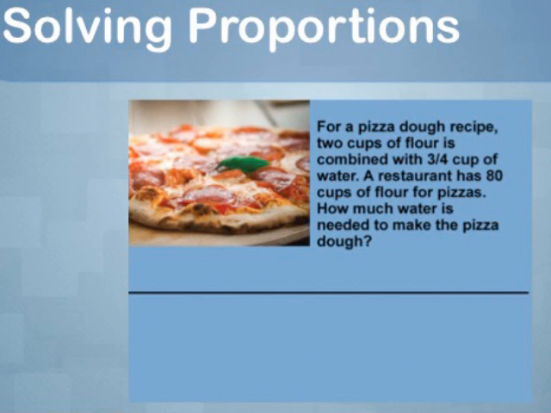For a pizza dough recipe, 2 cups of flour is combined with 3/4 of a cup of water. A restaurant has 80 cups of flour for pizzas. How much water is needed to make the pizza dough? We know the ratio of flour to water is 2 to 3/4. We can turn this ratio into a ratio of whole numbers if we multiply both terms by 4. The ratio then becomes 8 to 3. We want to create a proportion with 8 to 3 and the ratio that has 80 for flour and an unknown value, x, for water.